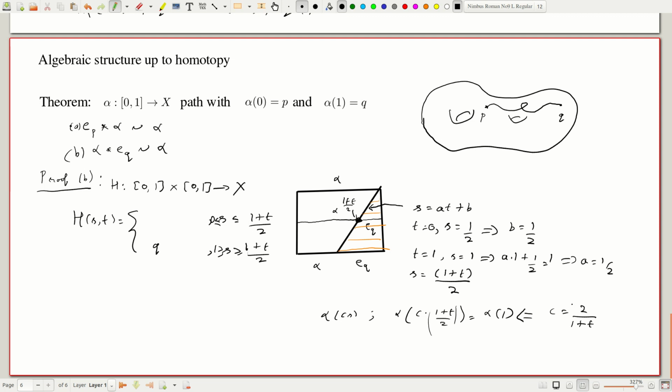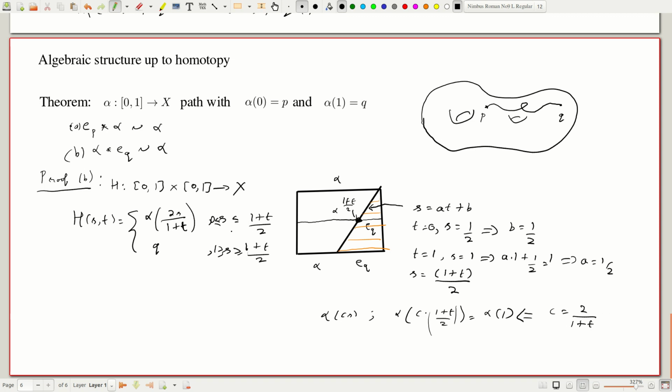That's so that the reciprocal of 1 is this. This of course you should expect. The speed is going to be the reciprocal of the time taken, and we always have to travel the distance 1. So here we have the formula alpha of 2s over 1 plus t. Now it's routine to verify that on the line both of these are going to be alpha of 1, so these two will agree, and hence we actually have a continuous function.